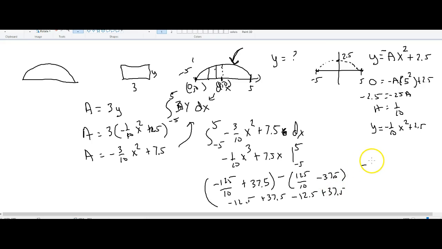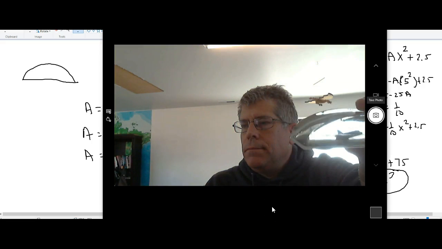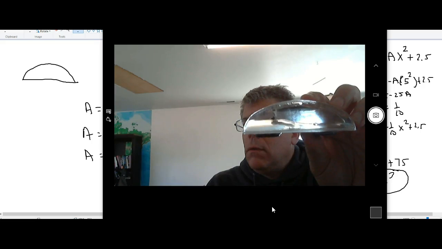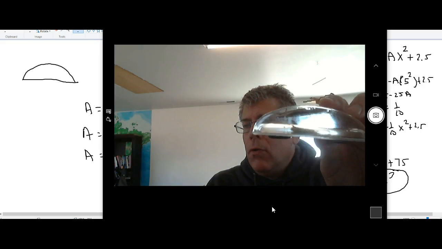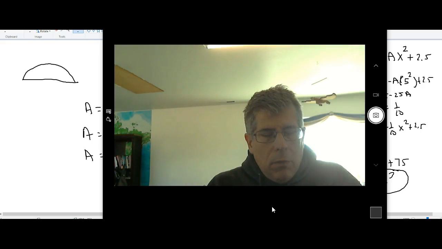So that's going to give me minus 25 plus 75. And oddly enough, this is going to be 50 centimeters cubed, leading to an interesting question about whether or not somebody with a calculus background actually figured out how to do this, to figure out the volume of this. It's 50 centimeters cubed inside there, which is an oddly precise number for a parabola plastic thing they made in a shop. Right?